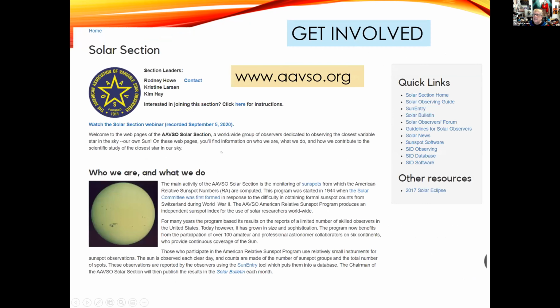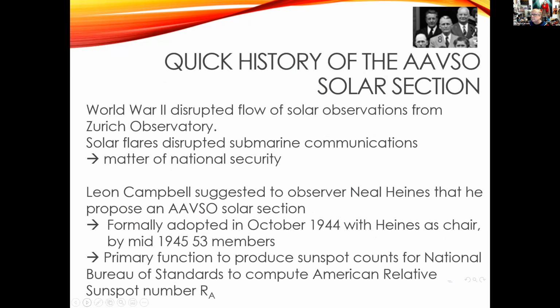So the solar section of the AAVSO has been observing the sun for decades. Here is a picture of our website with our quick links. You can get all sorts of information about observing the sun here. A quick history: it was started by necessity in World War II. World War II disrupted the flow of solar observations from the Zurich Observatory. And again, because solar activity affects radio communication, it was a matter of national security for the US to have access to reliable sunspot and solar observations.